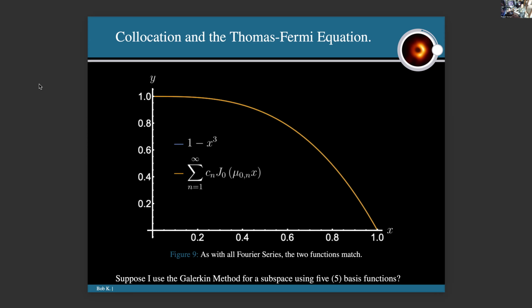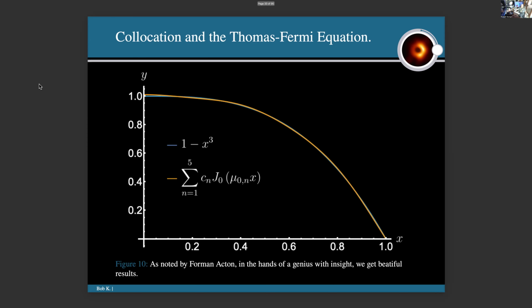So if you do this with an infinite number of terms, it will obviously, like all Fourier series, get correct. But if you do 5 terms, then it does pretty well. You can see they're not quite exactly the same, but they're pretty close.